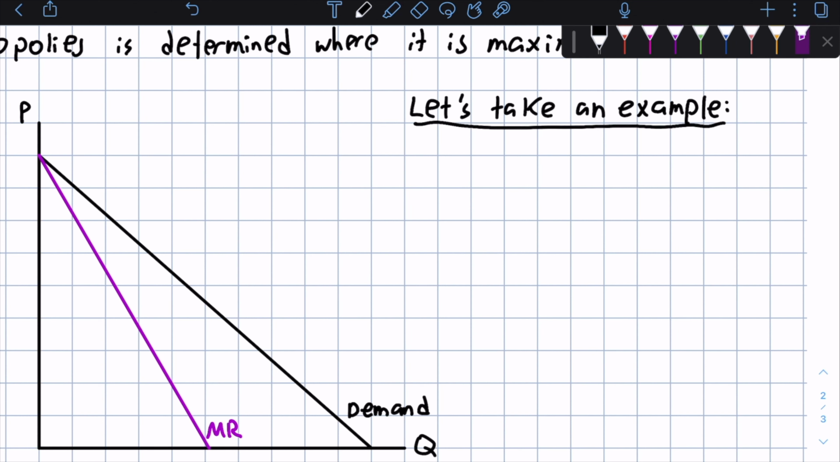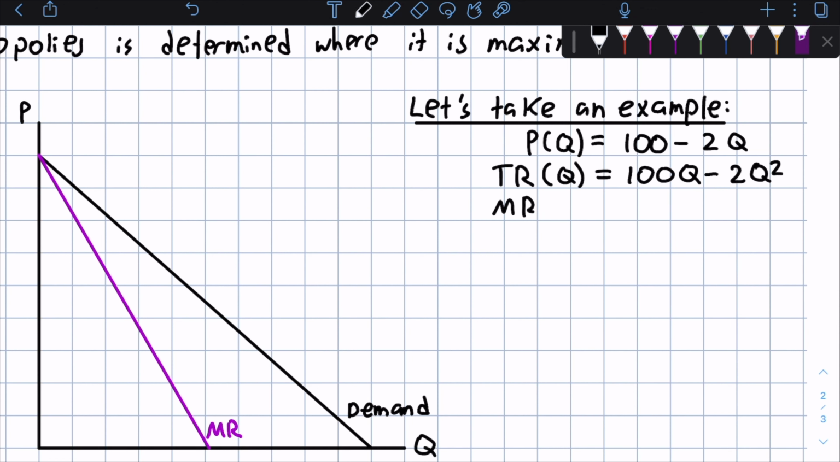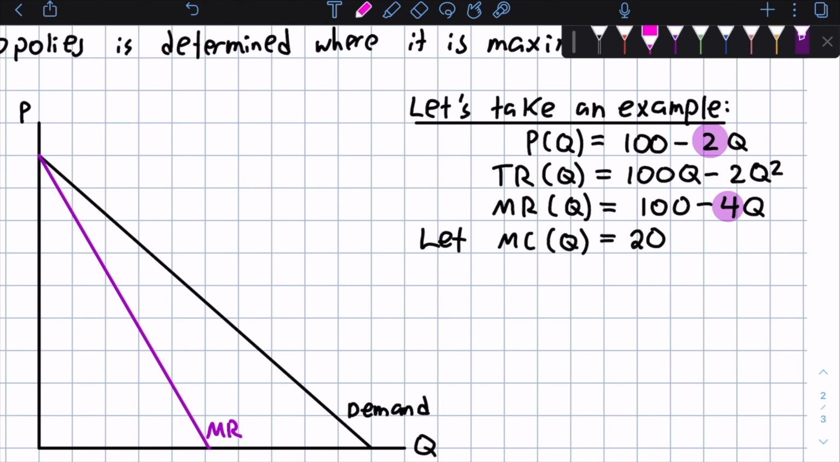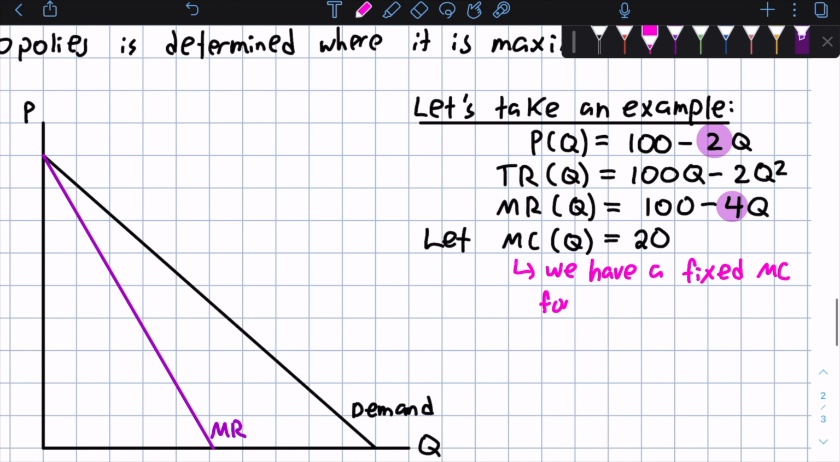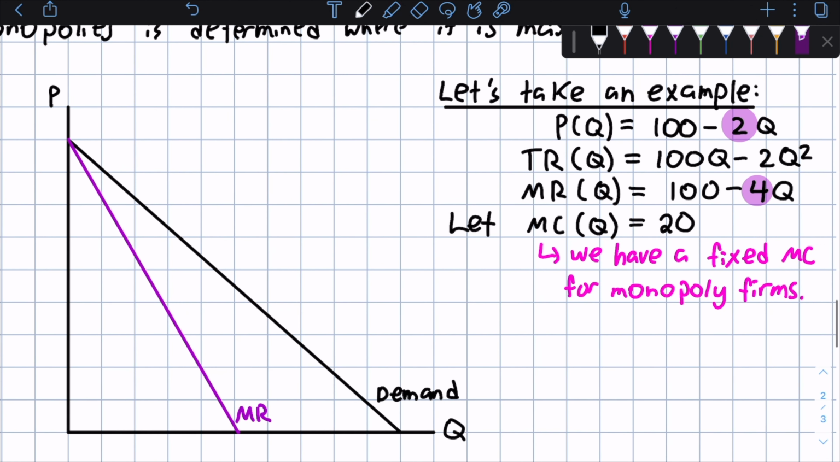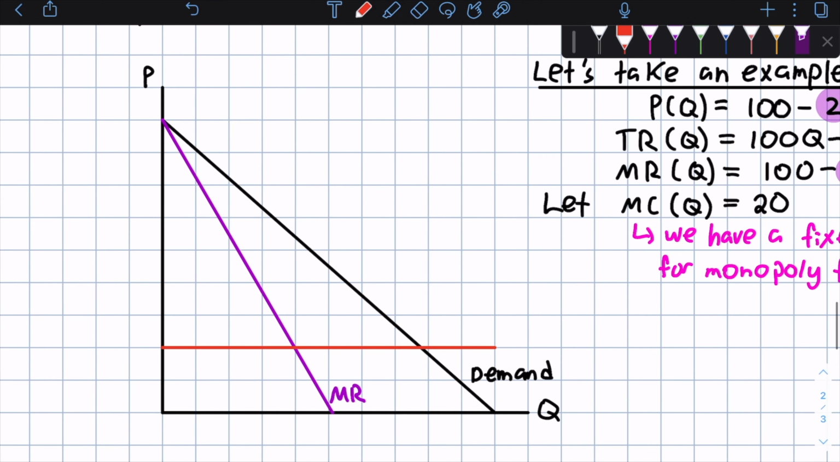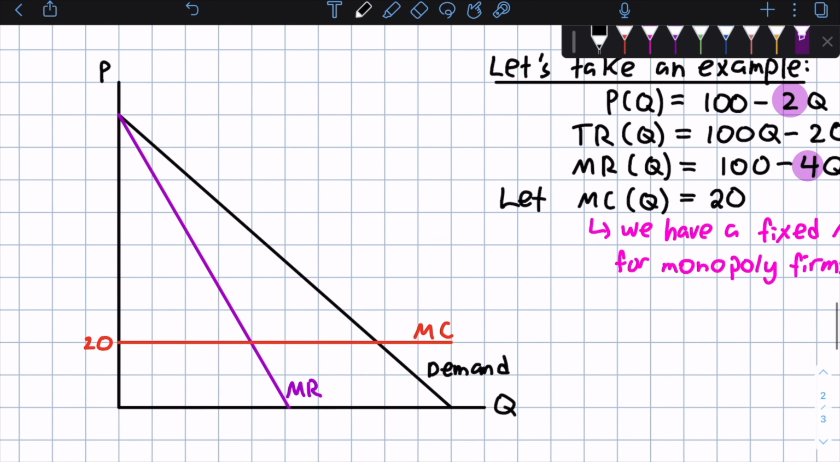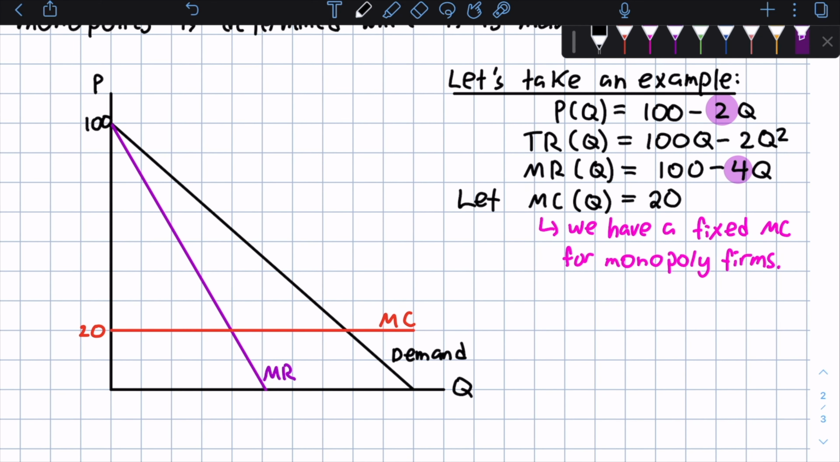And I've just taken a general example here and taken some random numbers. So we have 100 minus 2q. I've derived the total revenue, multiply by q, and then take the derivative, and we see that the slope is twice as steep. And I've just taken an arbitrary marginal cost equation. And we always have a fixed marginal cost for monopolies. Now you can see that marginal cost at 20. I've drawn that 100 intercept and the half point because the slope is twice as steep. And there's the perfect competition equilibrium that shows what the profit level would be.